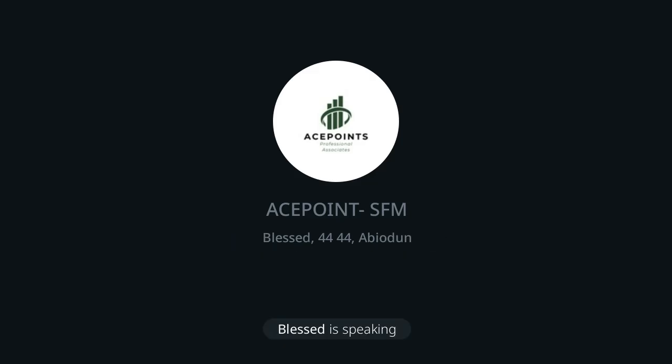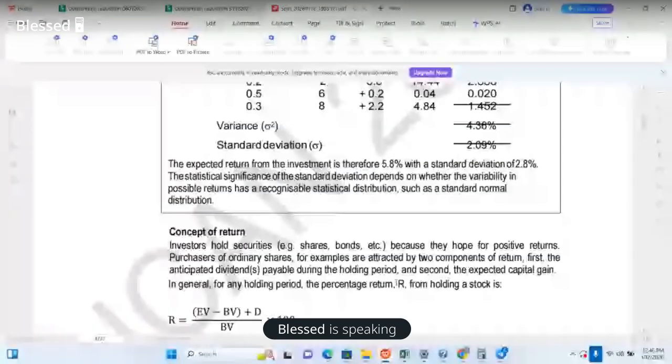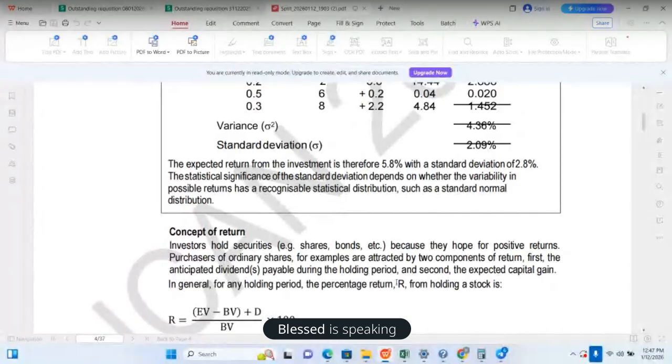return. They want to have positive return, and they can have it in the form of dividend. They can have it in the form of dividend and in the form of expected capital gain. At the end of everything, they can still gain their capital.